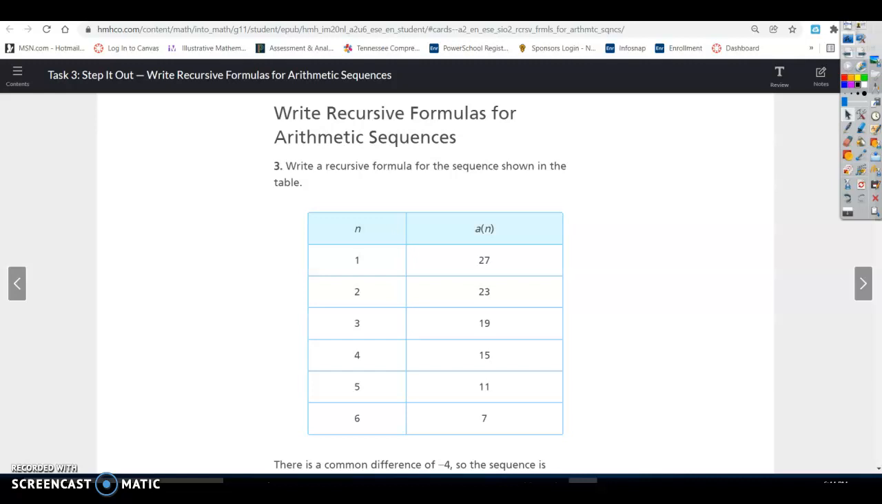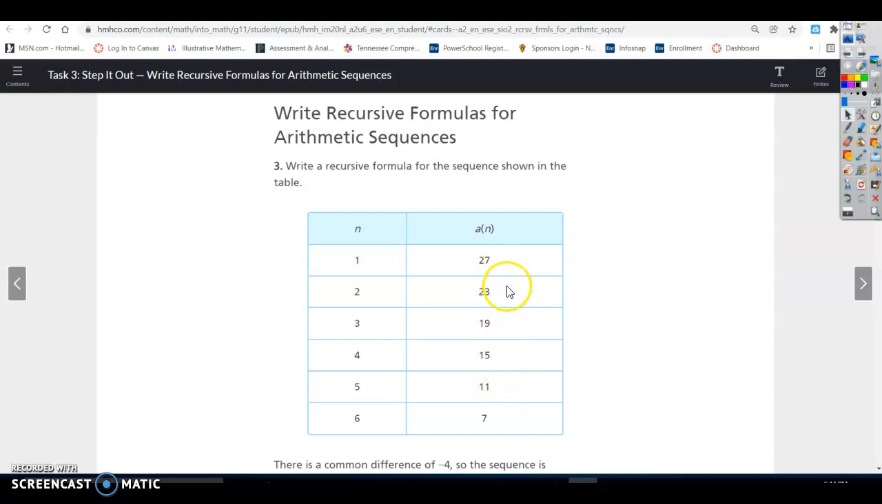Lesson 14.1, Task 3. Write recursive formulas for arithmetic sequences. Write a recursive formula for the sequence shown in the table. So you can see they give us the first 6 terms. So this is terms 1 through 6. And the first term is 27, and then 23, 19, and so on.